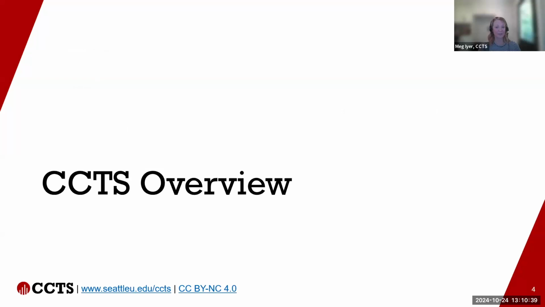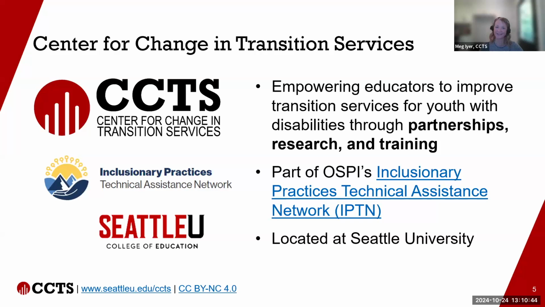So first, to start out, a brief overview of who we are at the Center for Change in Transition Services. So at CCTS, we work to empower educators to improve transition services for students with disabilities. We do that through our partnerships, research, and training. We're funded by the Office of Superintendent of Public Instruction, which we often refer to as OSPI, as part of the Inclusionary Practices Technical Assistance Network, IPTN. We're located at Seattle University in the College of Education.